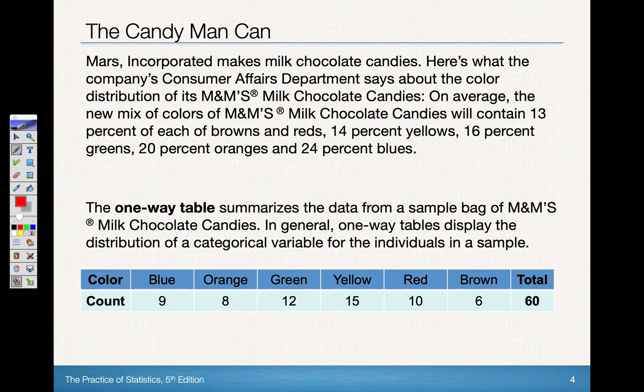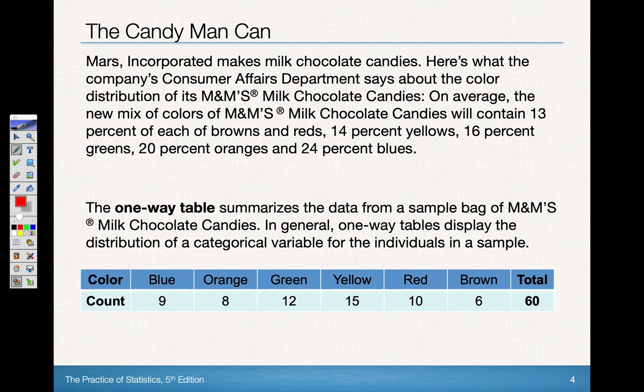So we were going to do an example in class where I gave you M&Ms and you would look at the distribution compared to what the M&M company claims for the color distribution in a pack, and we were going to test to see if their claim and the actual pack match. So Mars Incorporated makes milk chocolate candies. Here's what the company's customer affairs department says about the color distribution of milk chocolate candies. Basically, this is a claim, like a null hypothesis, and we're going to test this claim. On average, the new mix of colors of M&M's milk chocolate candies will contain 13% brown and red, 14% yellow, 16% green, 20% orange, and 24% blue.